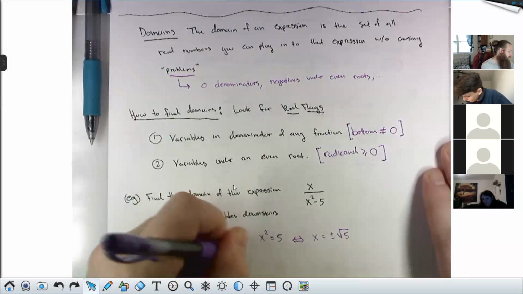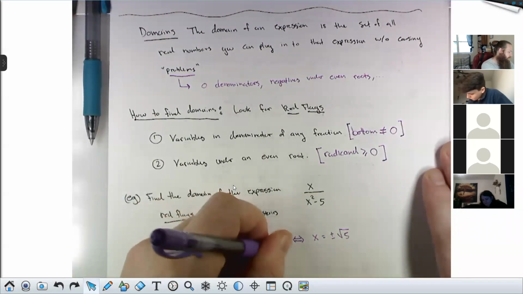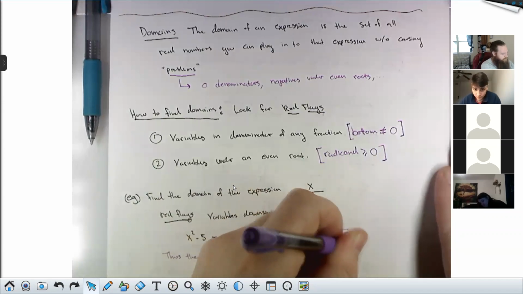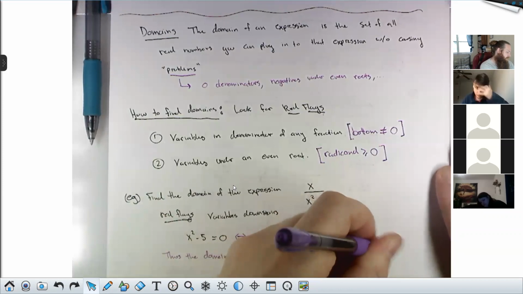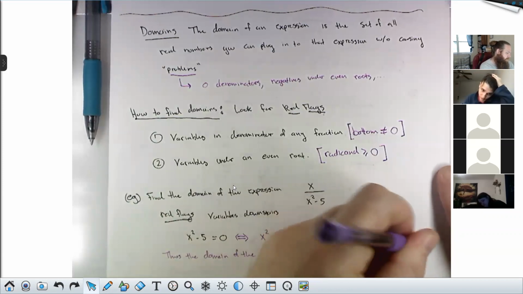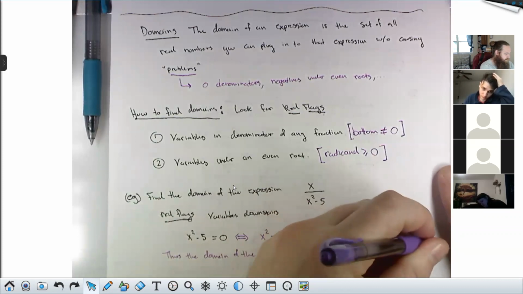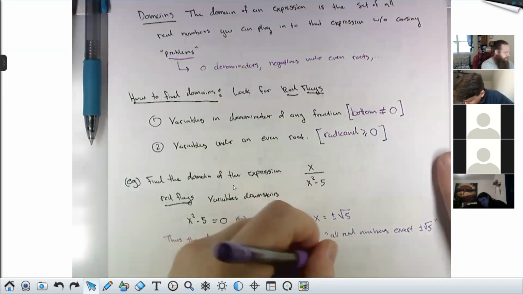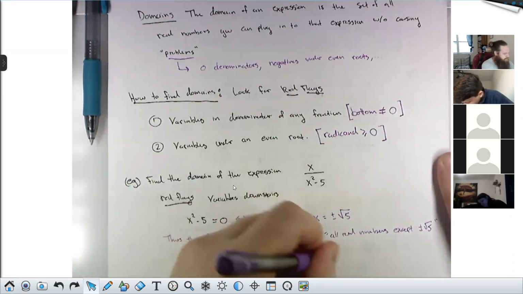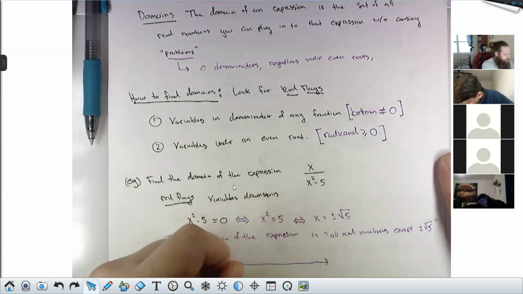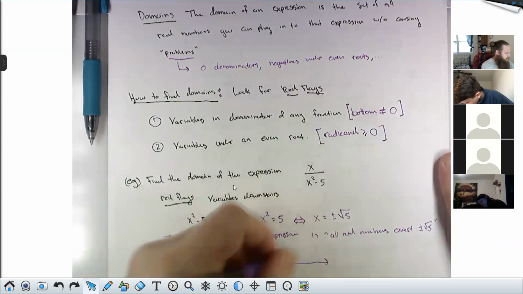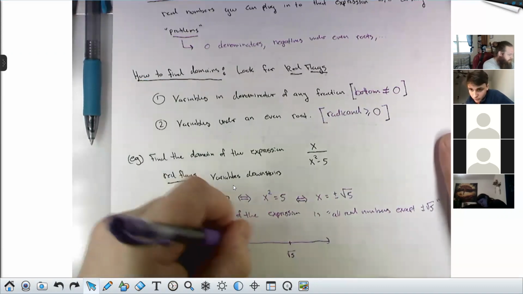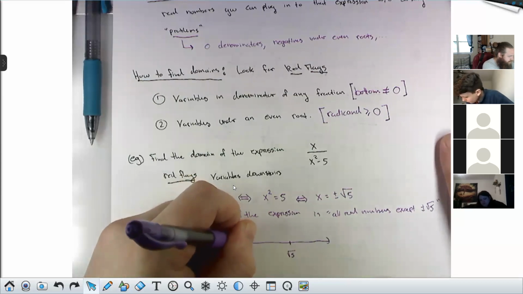But this means the domain of the expression is all real numbers except plus and minus square root of 5. And I'd like to plot that on the number line. So the negative square root of 5, I'll say is over here. The positive square root of 5, I'll say is over here. And I know I need to kick these guys out. They are not welcome here.